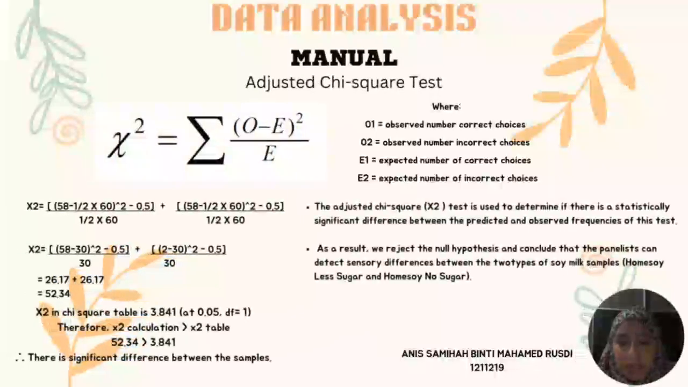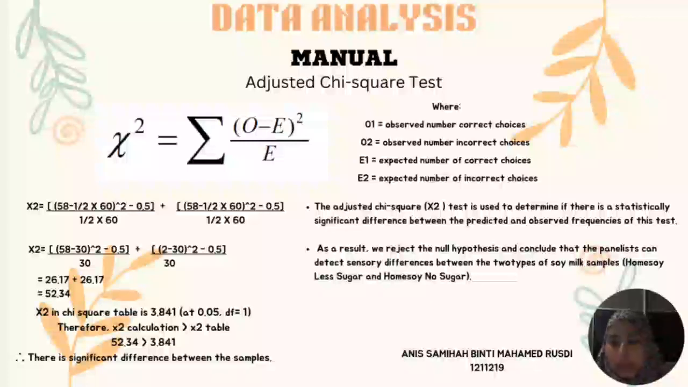Now let's move to the data analysis. First, we calculated manually using the adjusted chi-square test. The formula is X squared equals the summation of (O minus E) squared over E, where O is the observed number of correct and incorrect choices, and E is the expected number of correct and incorrect choices. Then we inserted the data that we observed until we got 26.17 plus 26.17, equal to 52.34.